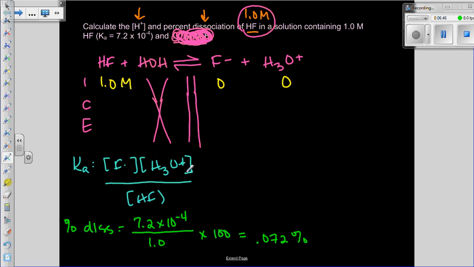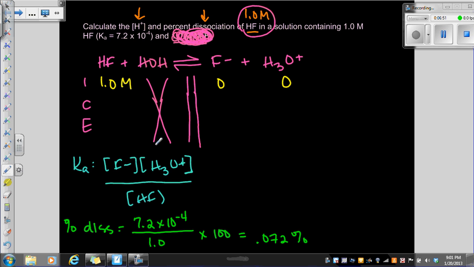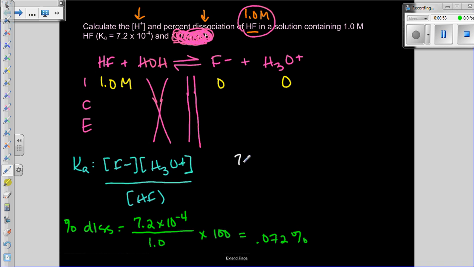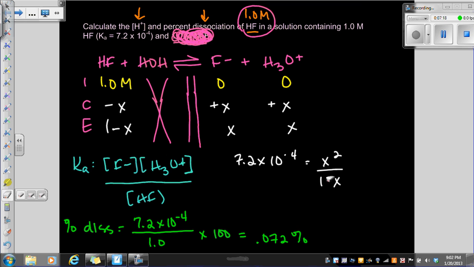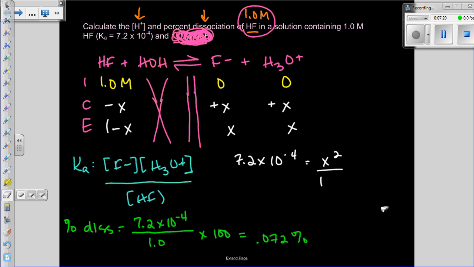Our equilibrium expression would still be the same. Our Ka would still be the same. The initial shift would still be the same because it goes to the side with the 0. This would be 1 minus x, x, and x. So we would have x squared equals 1 minus x. The approximation is still going to stay the same. That's not going to change. So really, this is going to be 0, so I can get rid of it.